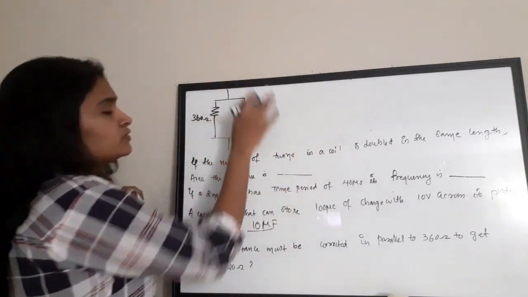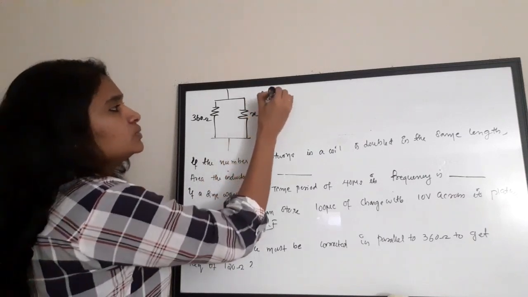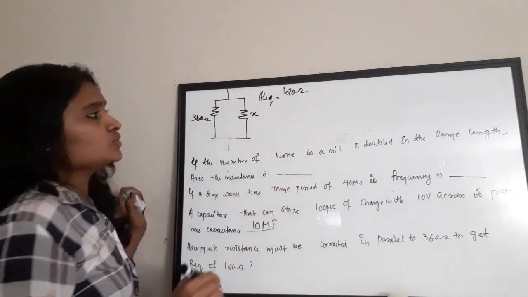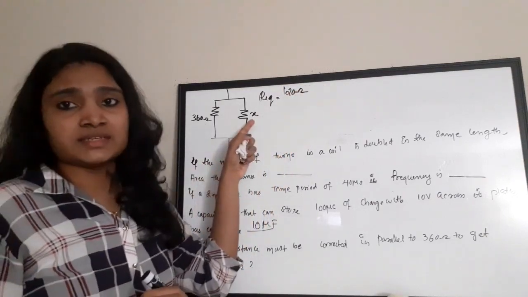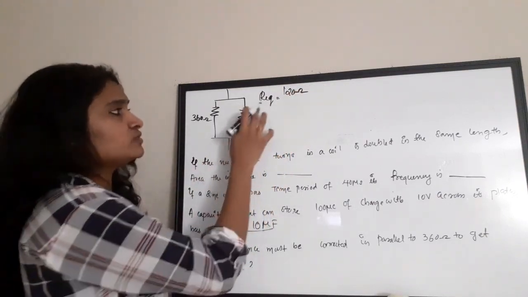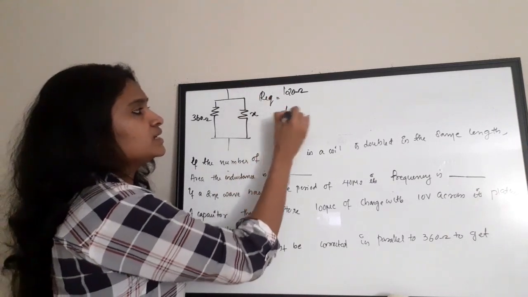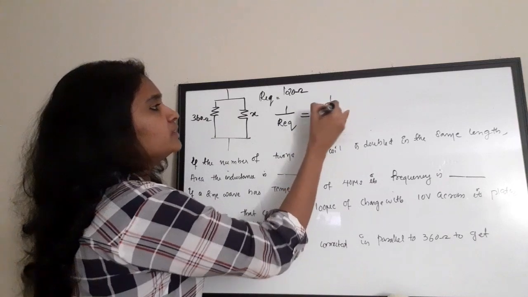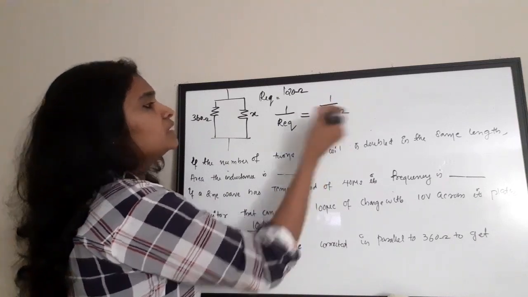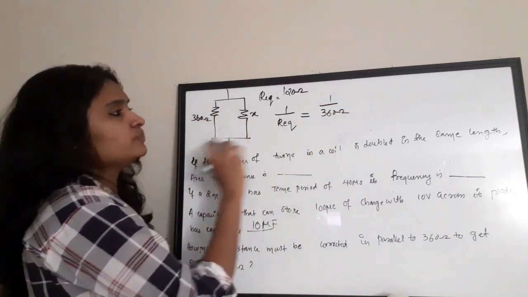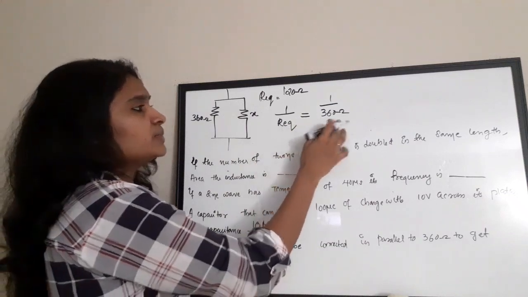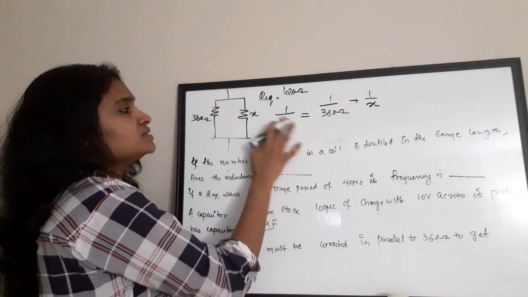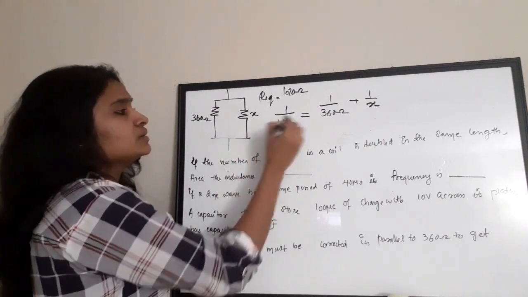Okay. So the equivalent of this circuit, REQ, is given as 120 ohms. So you need to find what is the value of X. That is the question. So what is the equation for finding REQ? You can write the relation as 1 by REQ is equal to 1 by 360. This is a parallel combination or connection. So 1 by REQ is equal to 1 by 360 plus 1 by X. So REQ is nothing but 120 ohms.